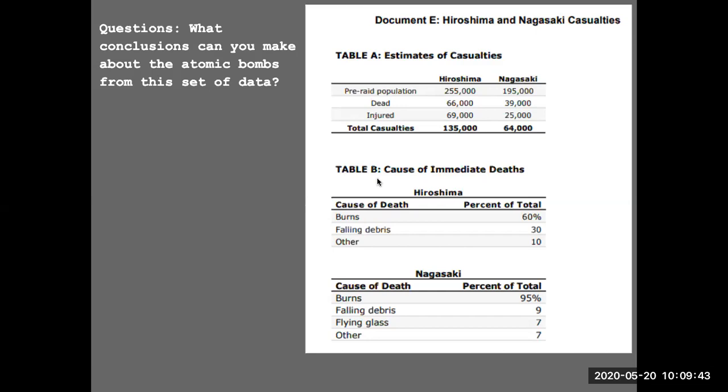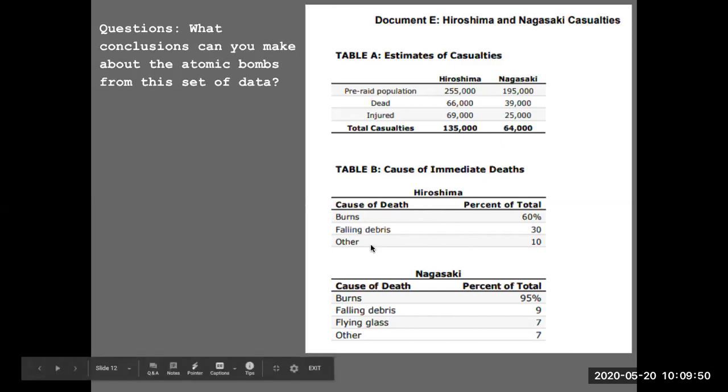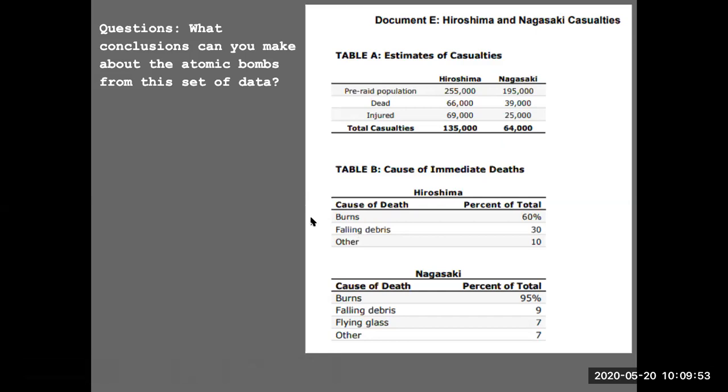Table B looks at the cause of immediate death. So how do people die? And we have Hiroshima in this top one and then Nagasaki in this bottom one. So for cause of death, the top reason in Hiroshima is going to be burns at 60%. So 60% of those people died because of burns. Then we have 30% of people died due to falling debris. So that's like buildings falling over and smushing people. And then we have 10% that died of other.